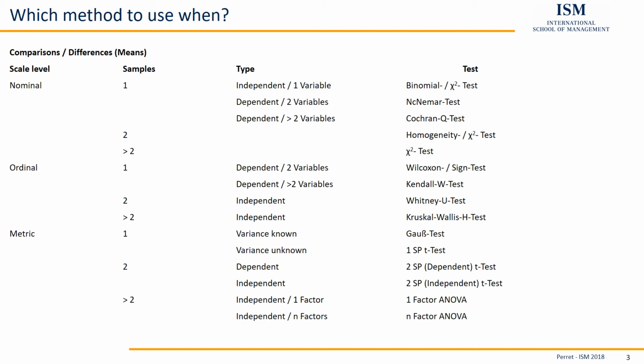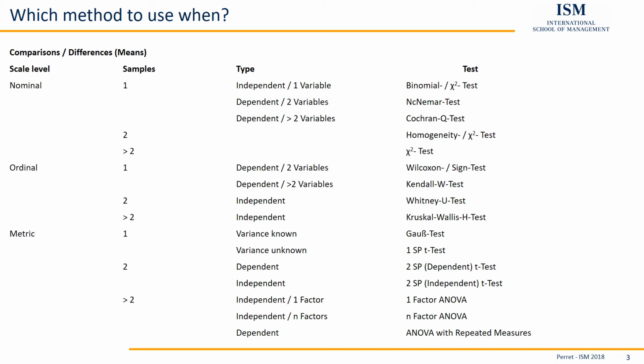And finally, if I have more than 2 dependent observations, I could run an ANOVA, a variance analysis, with repeated measures, again with 1 or more factors. So there's actually quite a lot I can do with metrically scaled variables. However, for this I first need to have the metric variables.